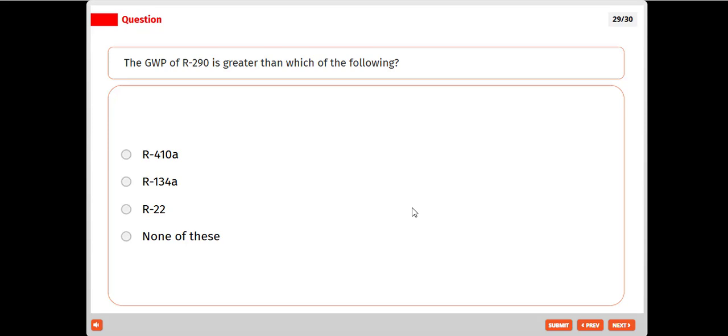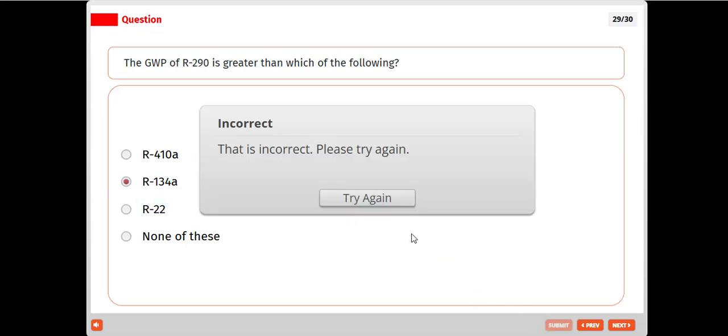The GWP of R290 is greater than which of the following? Of R134a? No?